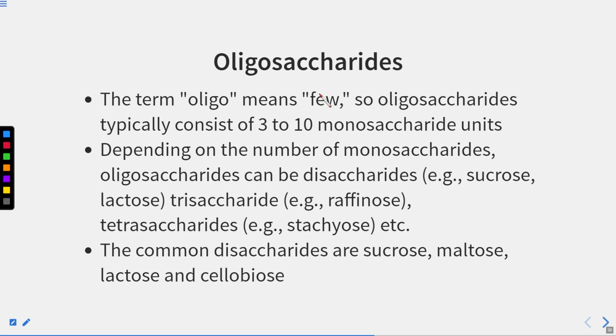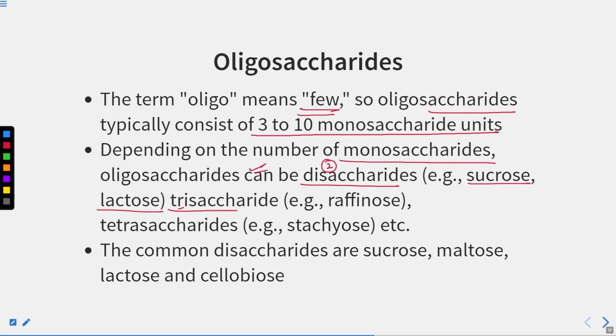The term oligo means few in number. So oligosaccharides typically consist of 3 to 10 monosaccharide units, and depending on the number, an oligosaccharide can be a disaccharide, meaning two monosaccharides, for example sucrose and lactose. Trisaccharides, for example raffinose: three monosaccharides unite together to form the raffinose structure. Tetrasaccharide: four monosaccharides unite together, an example is stachyose.